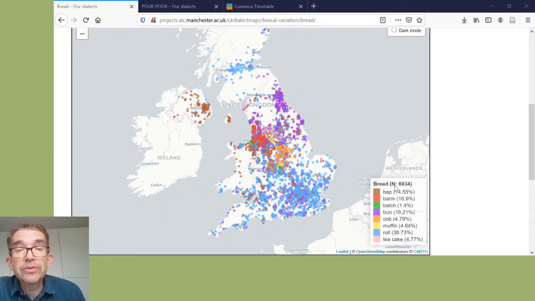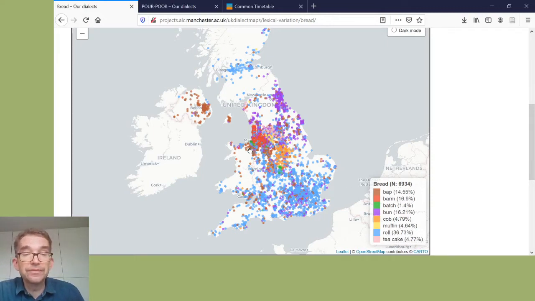So this is a map from a project in Manchester looking at ways that people pronounce various words and various words that people use in the UK. This is a map for the names that people use for bread rolls. You can see that there's quite an interesting geography to this. People use different words in different places. It's an interesting map.